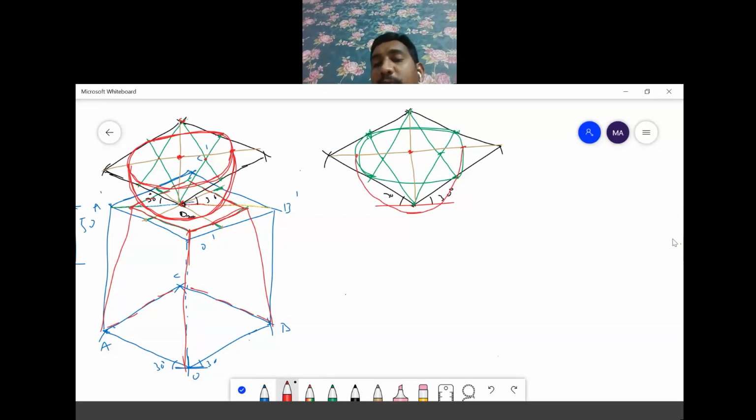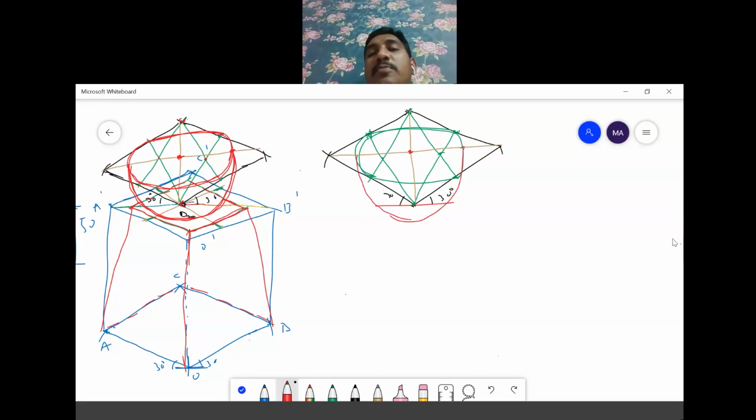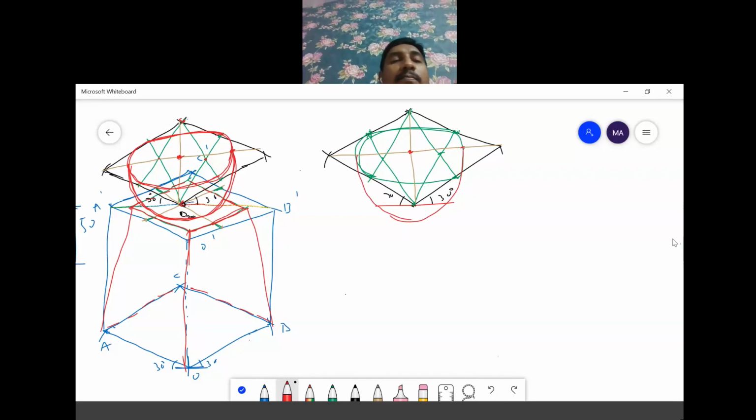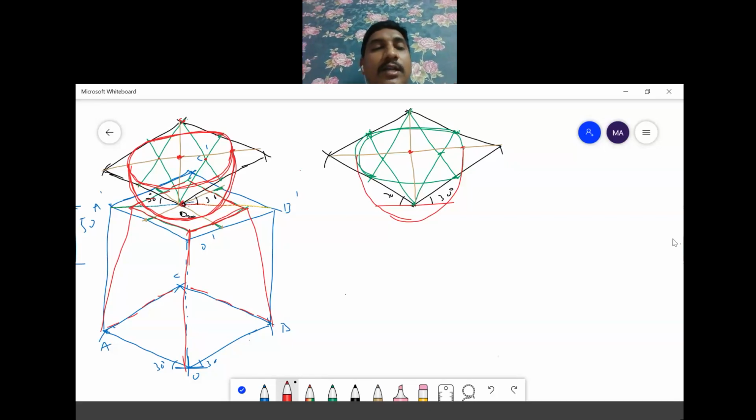When you draw with a compass, it will look like a hemisphere which is resting on a frustum of a square pyramid. Is it clear?